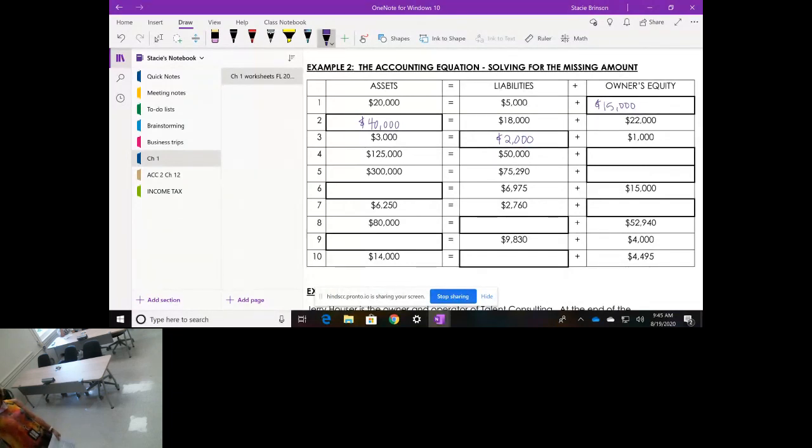4. We've got 125 in assets, 50 in liabilities. 75. I don't want to take for granted that it's easy for everybody, because we don't all like math. 300,000 in assets, 75, 290 in liabilities.